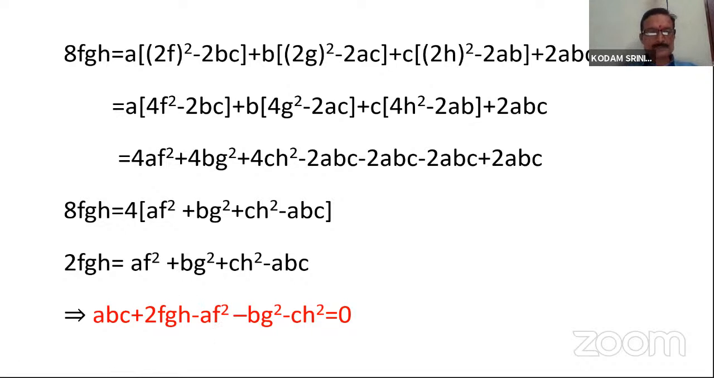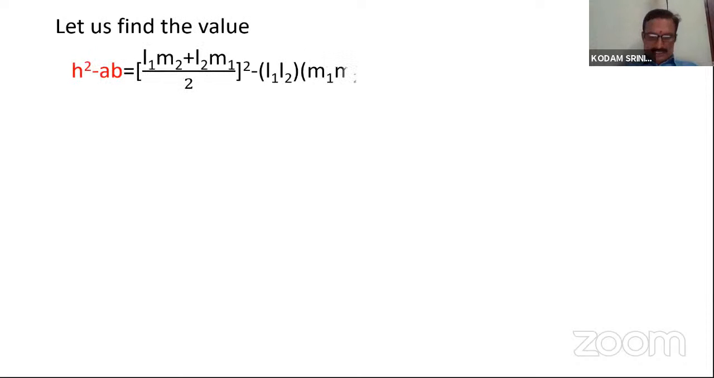So therefore the condition is ABC plus 2FGH minus AF square minus BG square minus CH square equals 0. We have to check one more condition, that is H square minus AB. What is the value of H square minus AB? Already we have taken 2H equals L1 M2 plus L2 M1. So therefore we want only the H value. H equals (L1 M2 plus L2 M1) by 2.